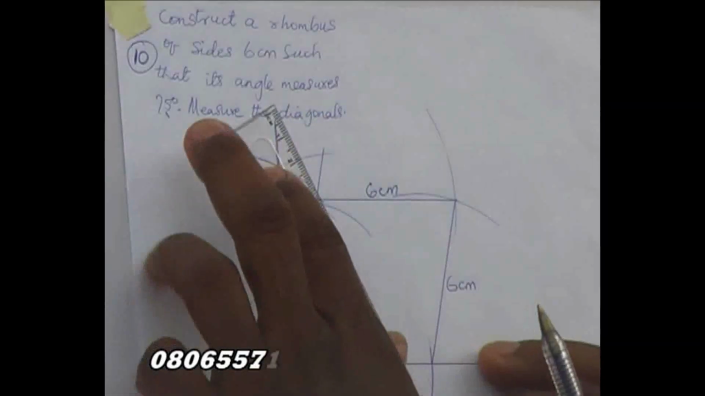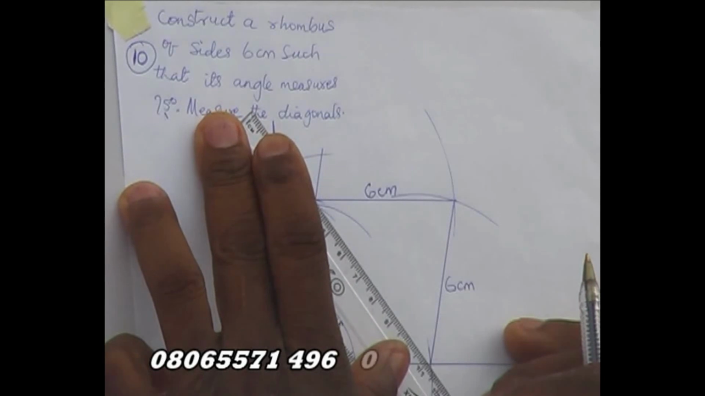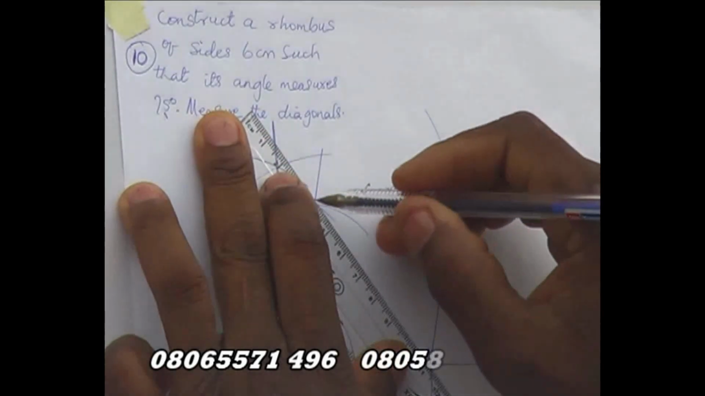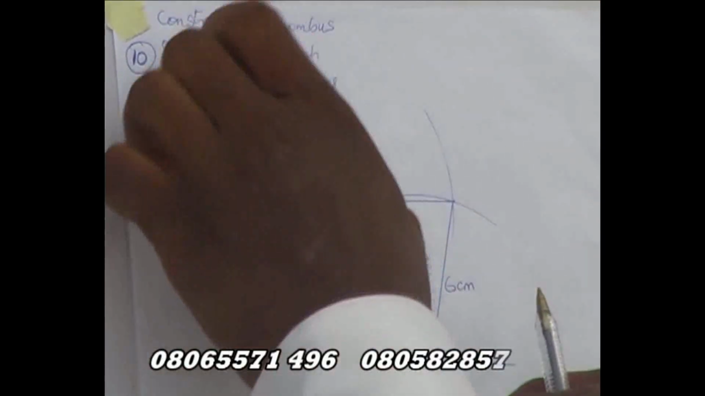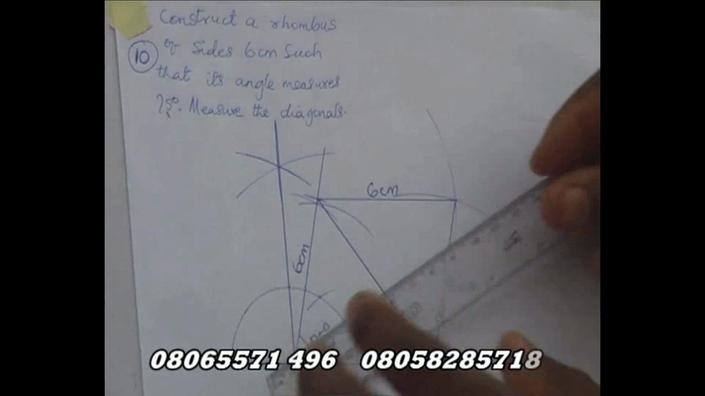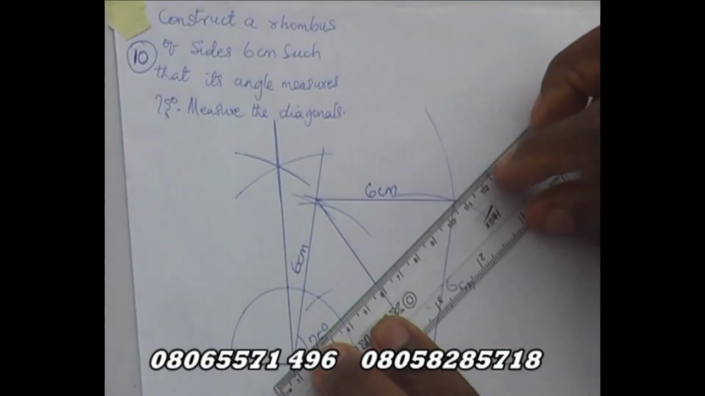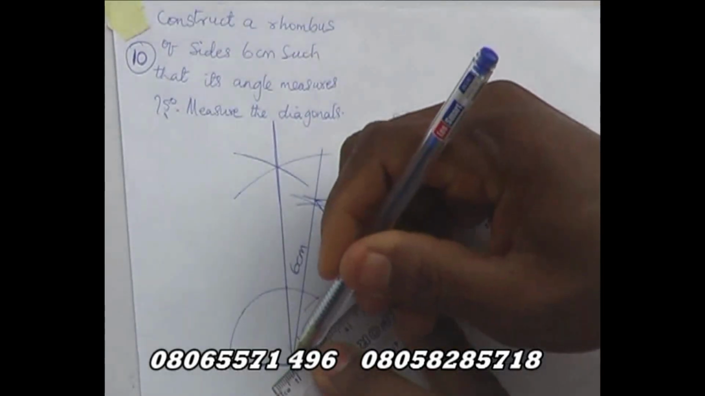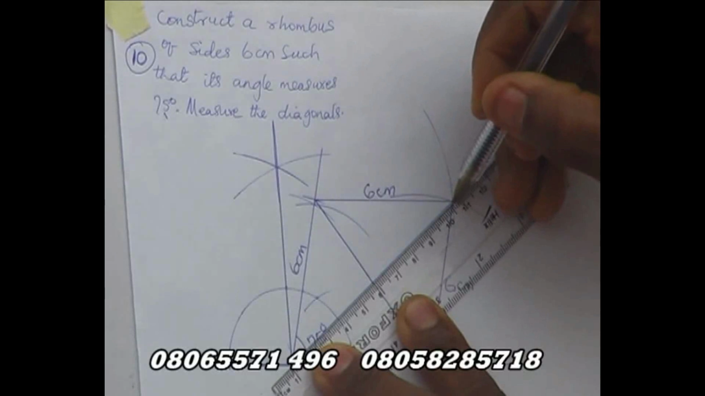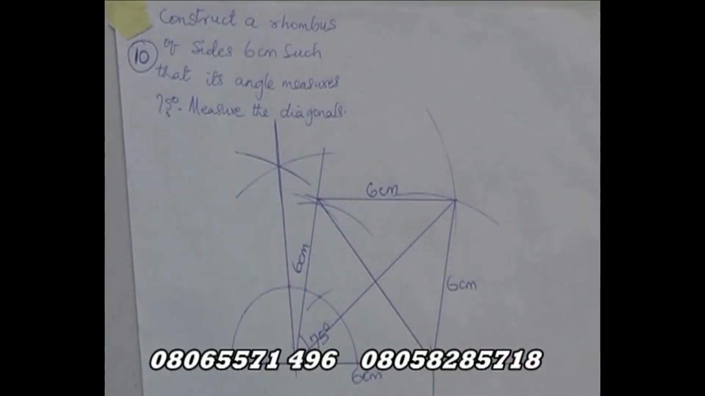So we are going to draw the diagonals first before we measure them. This is the first diagonal. That should be the shorter one. And this should be the other diagonal. I suppose the longer one. It all depends when we measure them. So these are the two diagonals of the rhombus.